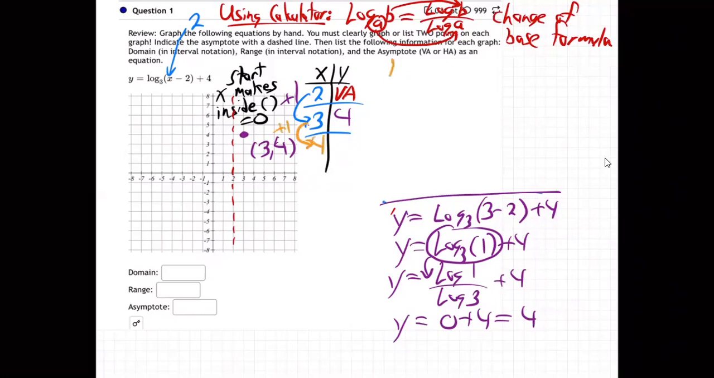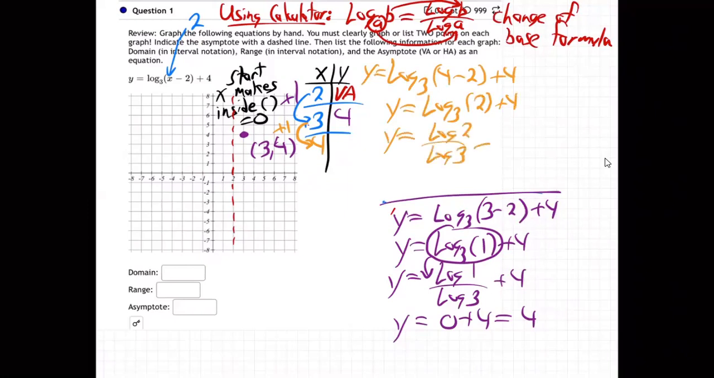Add 1 again, it'll be 4. So it'll be y equals log base 3 of 4 minus 2, plus 4. That'll be log base 3 of 2, plus 4. And then if you do that on your calculator, remember that the low one goes low, the base goes low. I'll do it real quick. You'll get some decimal, 4 point something or other. Log 2 divided by log 3, plus 4. You get 4.63.